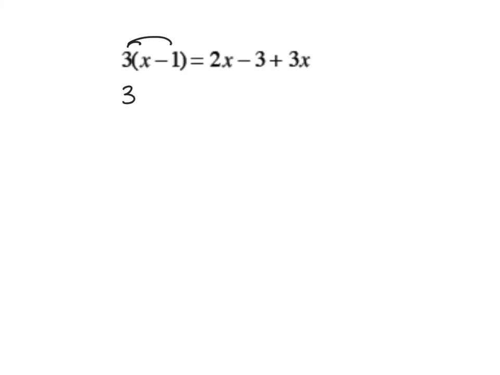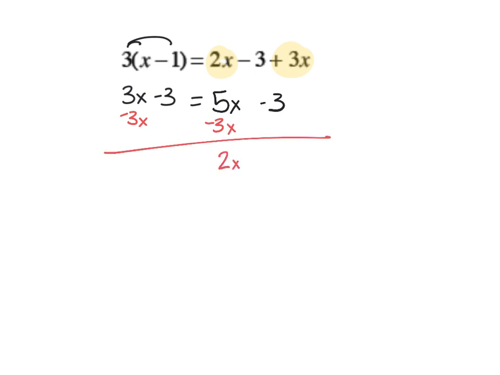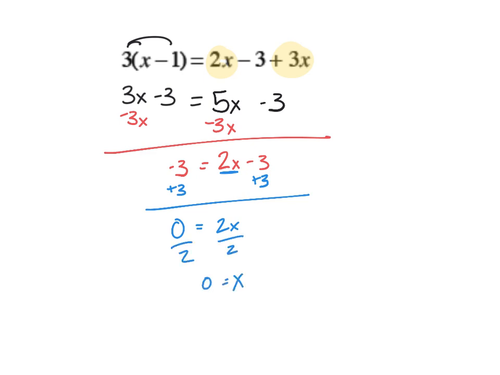In this problem, I'm going to begin by distributing. And then I'm going to do some simplifying here on the right-hand side. I have a 2x and a 3x that are like terms. And now I'm going to gather all my variables, this time on the right side, because when I subtract 3x from both sides, that's going to leave me with a positive 2x on the right side. And then again, I'm going to go ahead and isolate that 2x. So I'm going to get rid of the 3. So that gives me 0 equals 2x, and when I divide both sides by 2, I'm left with a result of x equal to 0.